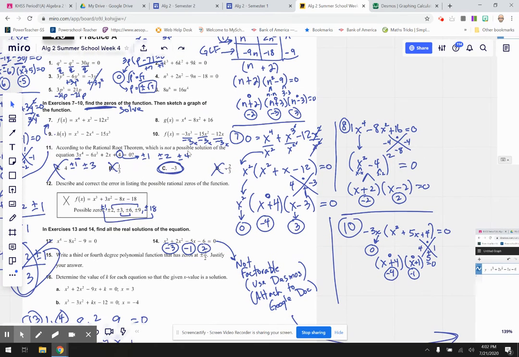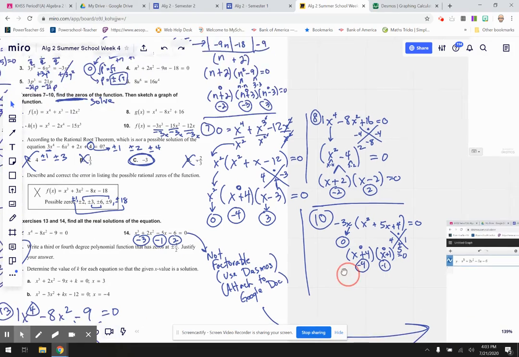You don't have to do that on the notes, but you will have to do it on practice B. 9 is the same as 7, so I'm going to go to 10. I did 10 over here.